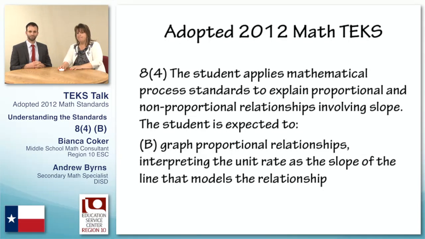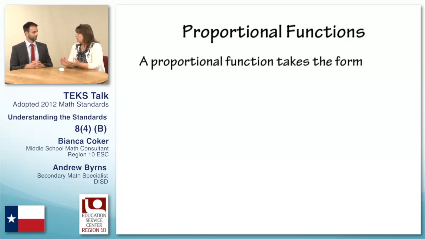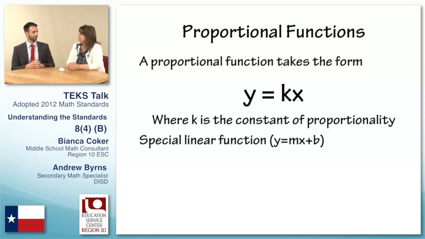So let's get started. For this standard, we're looking specifically at proportional functions. And when we look at a proportional function, that equation takes the form of y equals kx, where k is the constant of proportionality. That's a little different, isn't it? Yeah, because I'm used to hearing y equals mx plus b when we start talking about linear equations. That's the first form of linear equations that we learn. Right. And so it looks very similar, y equals kx, y equals mx plus b, but there's a couple of differences. First of all, instead of k, we have m in the standard linear equation.